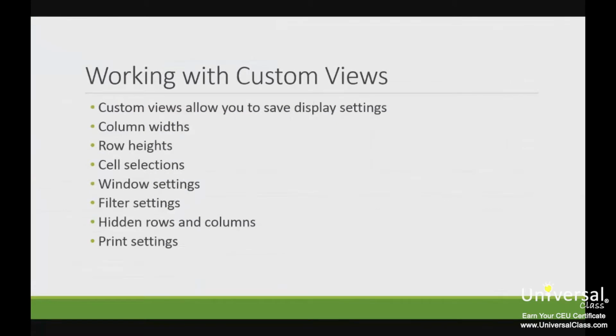Custom views allow you to save display settings. For example, you can save column widths, row heights, cell selections, window settings, filter settings, and hidden rows and columns. You can also save print settings. These include headers, footers, margins, sheet and page settings. When you save these settings in a custom view, you can easily and quickly apply them to a worksheet. You can create different custom views for each worksheet. However, you can only apply a custom view to the worksheet that was active when the custom view was created.